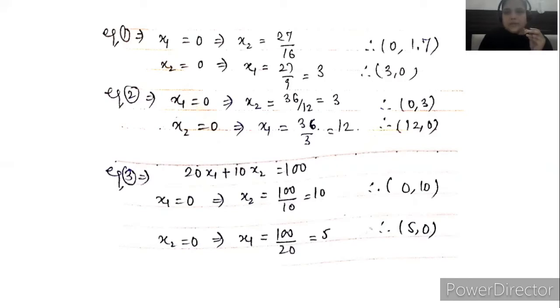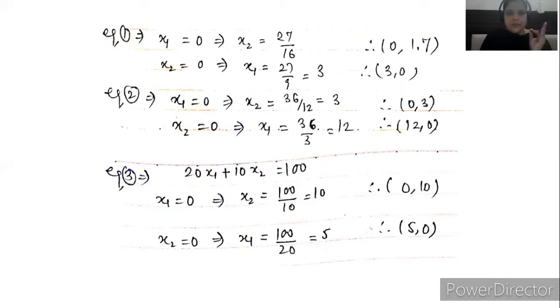When you join 0, 1.7 and 3, 0 on the graph paper, you will get your first constraint drawn on the graph paper. In the second equation, when you put x1 is equal to 0, x2 will become 36 by 12, that is 3.